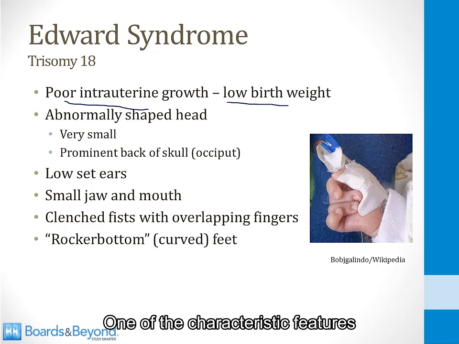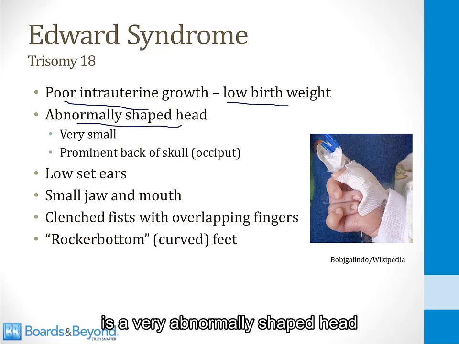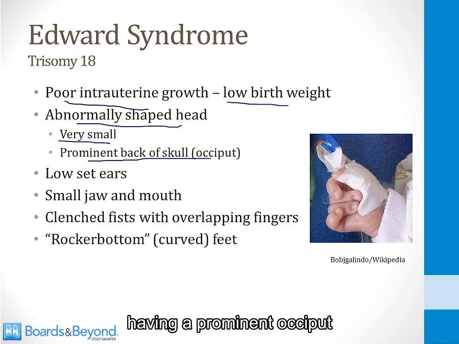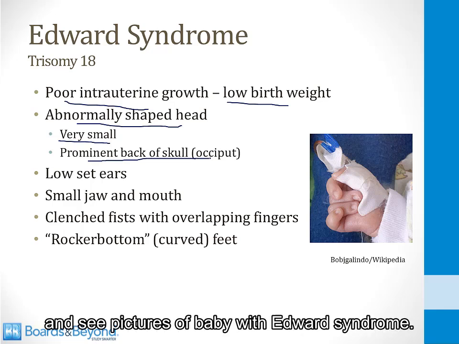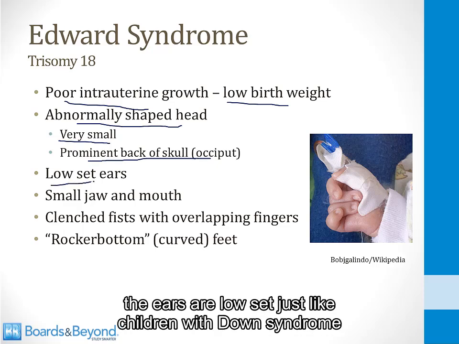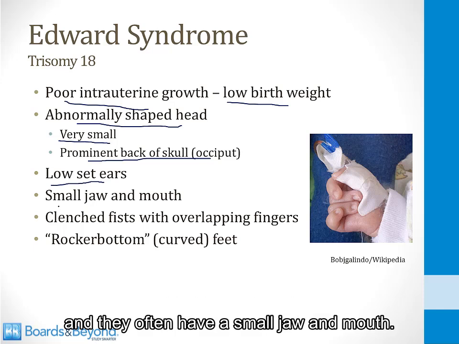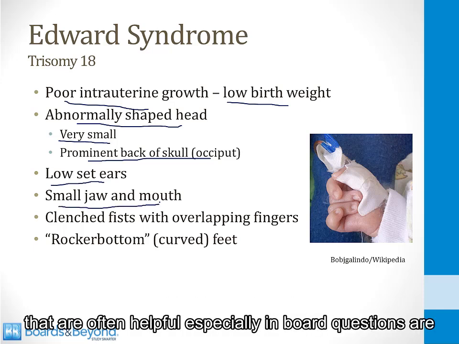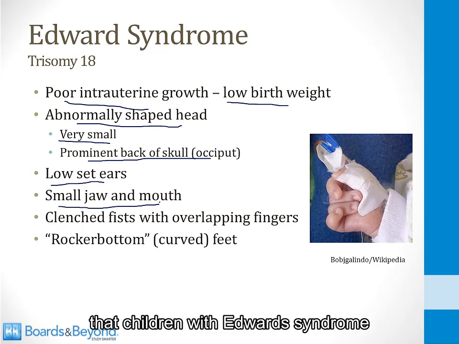One of the characteristic features is a very abnormally shaped head. It's often very small, and the back of the head protrudes out. This is described as having a prominent occiput. You can Google this and see pictures of baby with Edwards syndrome. Their head is very misshapen. The ears are low set, just like in children with Down syndrome, and they often have a small jaw and mouth.